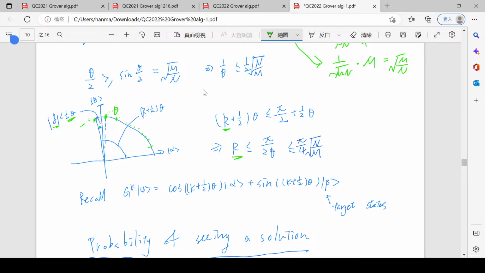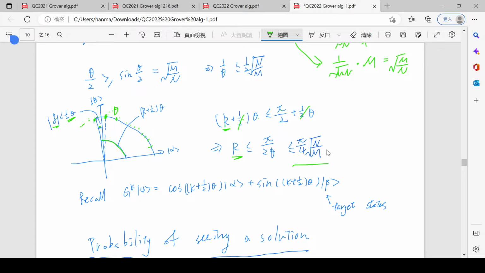And so the maximum number of rotations we need to do: the maximum angle, R plus 1 over 2 theta, is going to be less than pi over 2 plus the overshoot amount delta, which is less than theta over 2. Then you move things around, this 1 over 2 cancels with this 1 over 2, so theta R is less than pi over 2, and you plug in theta. So the number of rotations you need to do is less than pi over 4 times square root of n over m.